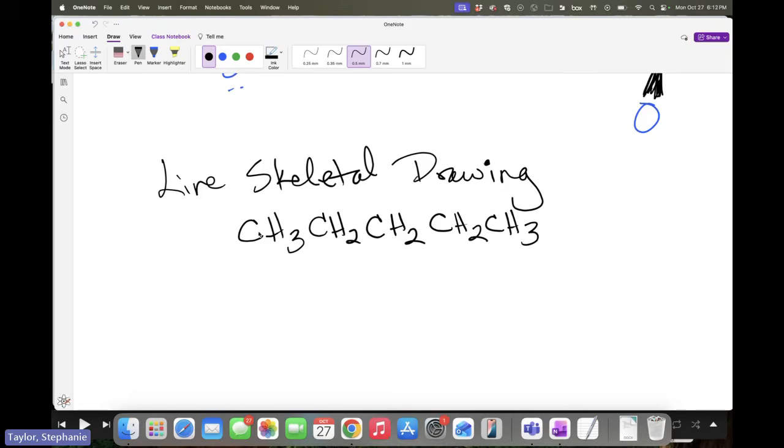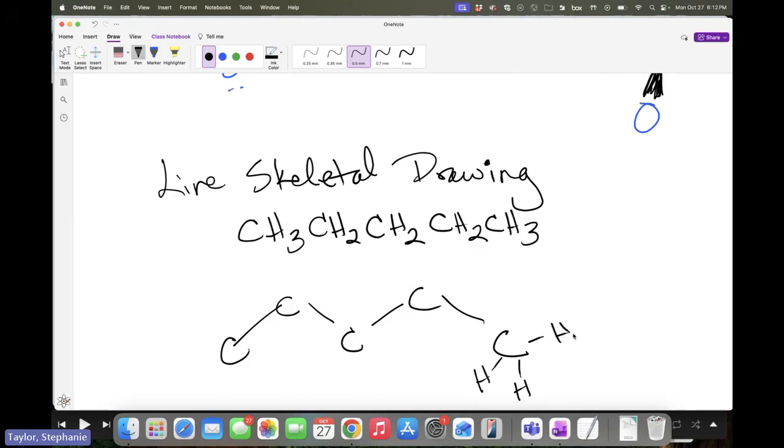So this has 5 carbons: 1, 2, 3, 4, 5. So when we talk about carbons, that's 2 right there, because this is a carbon and this is a carbon, and this is a carbon and this is a carbon, and that is a carbon. This also, when you look at it, has all the hydrogens you possibly need to fill the octets.